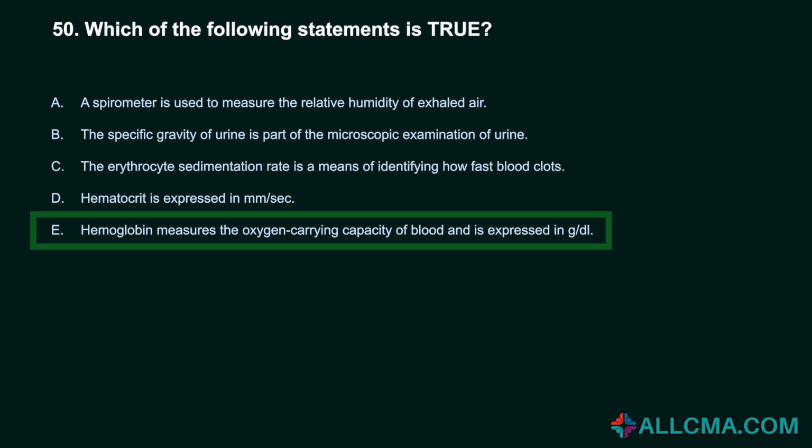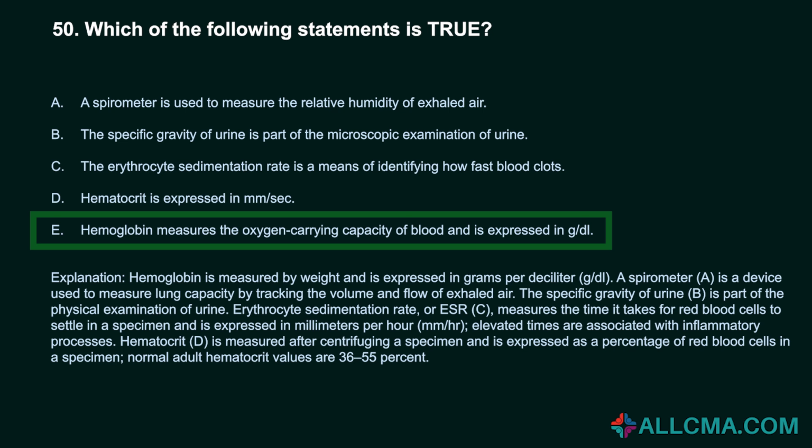Correct answer: E. Hemoglobin measures the oxygen carrying capacity of blood and is expressed in g/dl. Hemoglobin is measured by weight and is expressed in grams per deciliter, g/dl. A spirometer, A, is a device used to measure lung capacity by tracking the volume and flow of exhaled air. The specific gravity of urine, B, is part of the physical examination of urine.